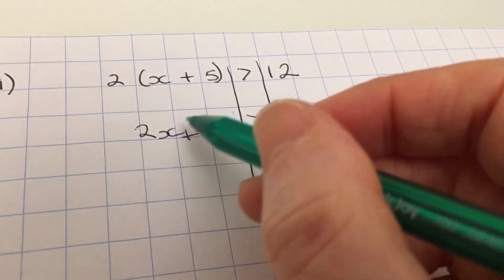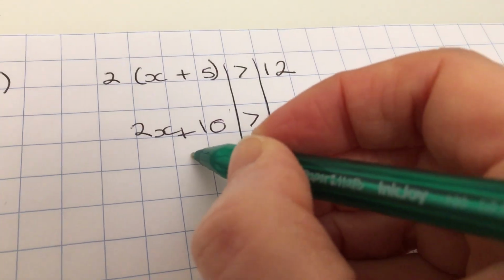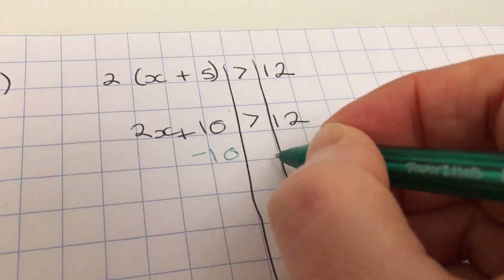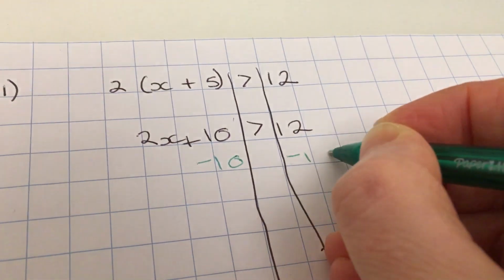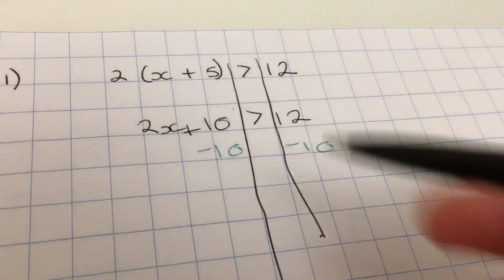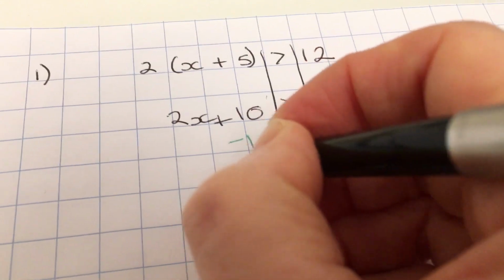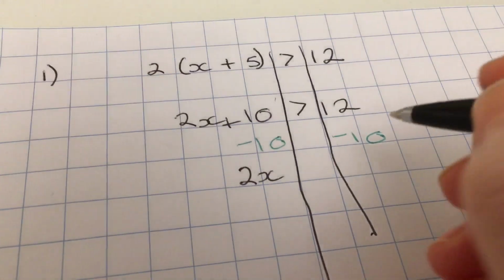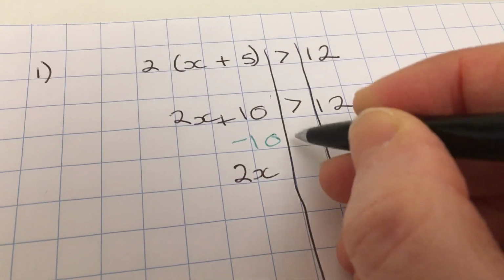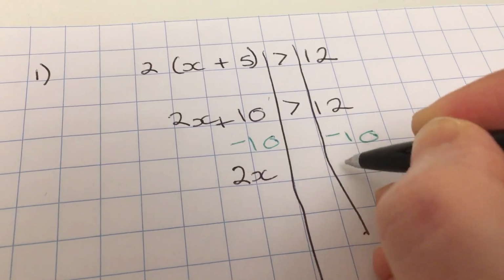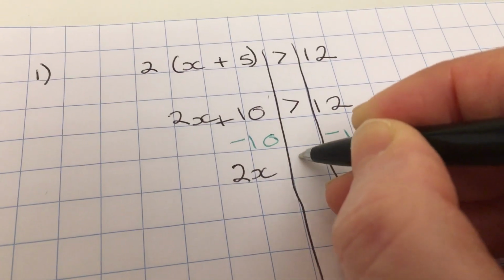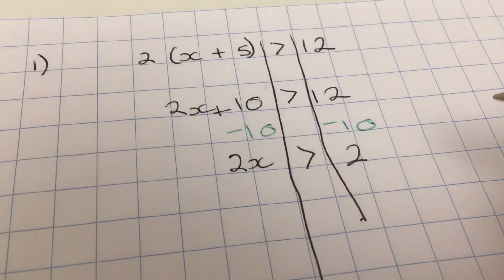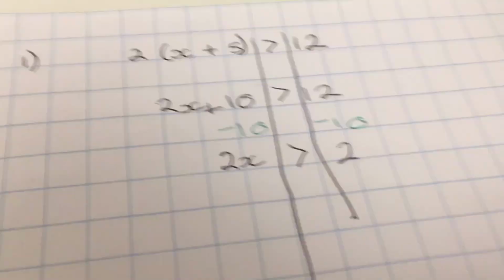We then need to remove the plus 10. So to do that, do the inverse on both sides, which is subtract 10. This will leave us with 2x on the left hand side and 12 take away 10, 2 on the right hand side. Notice the inequality sign stays the same throughout.